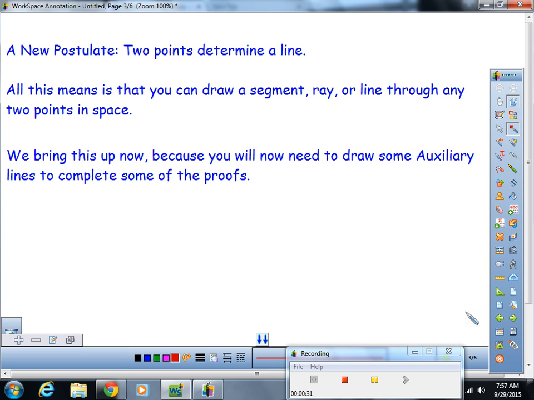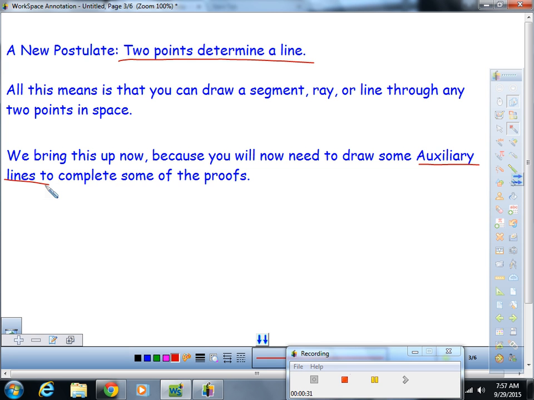A new postulate. Just something else that you're going to use in proofs: 2 points determine a line. What that means is through any 2 points on Earth, you can draw a line through them, or a ray through them, or a segment through them. And you're going to have to draw some auxiliary lines in proofs. Auxiliary lines are lines that don't currently exist.